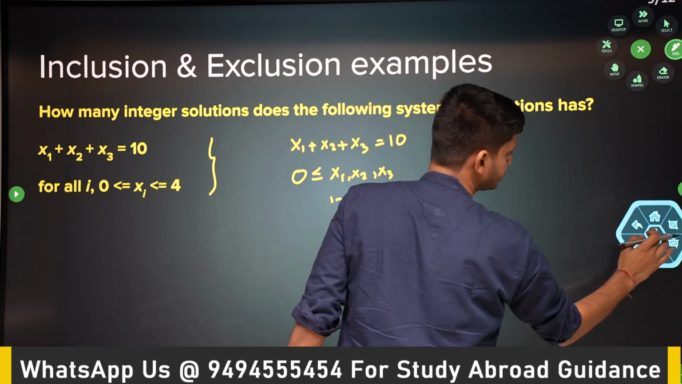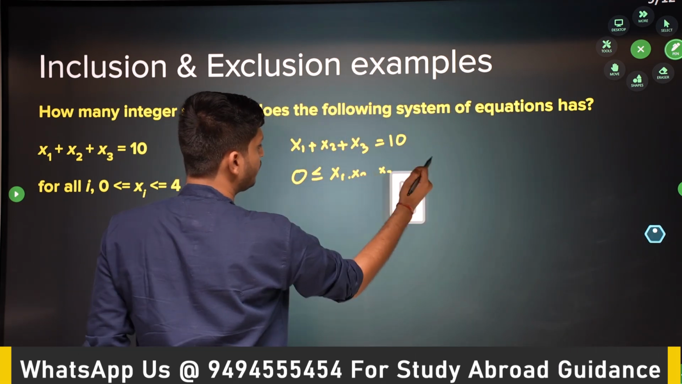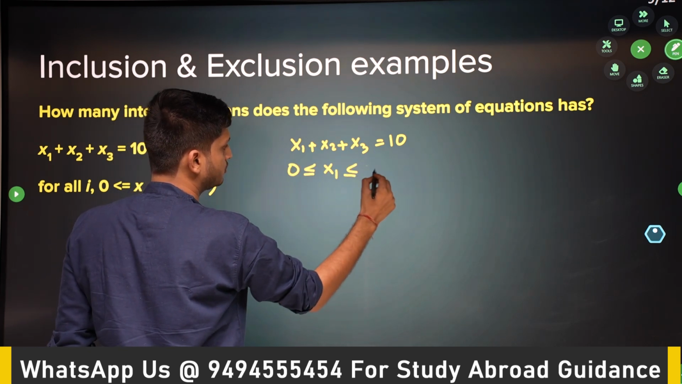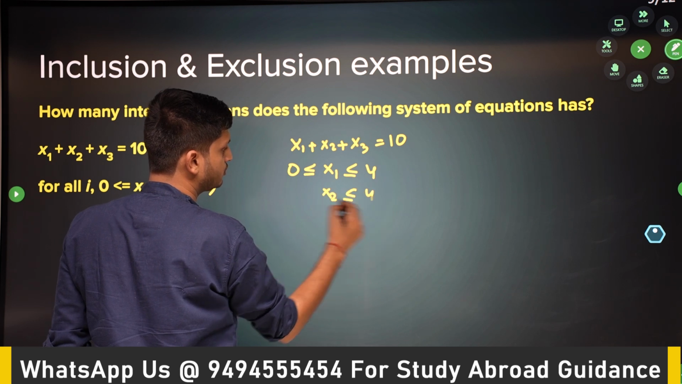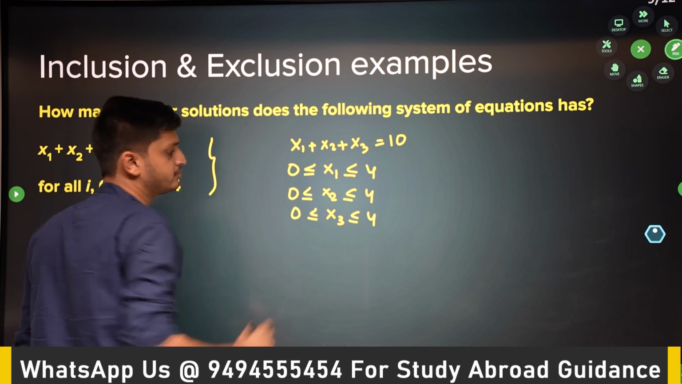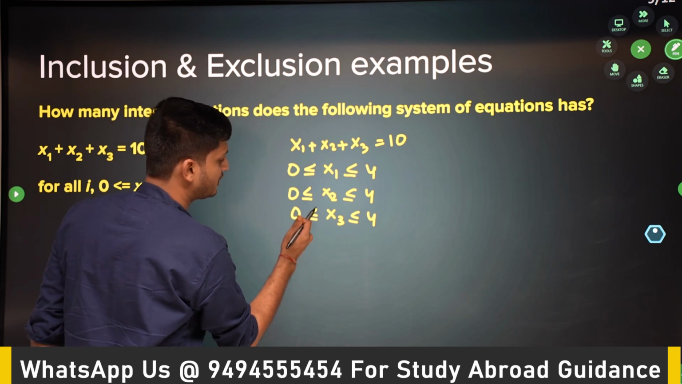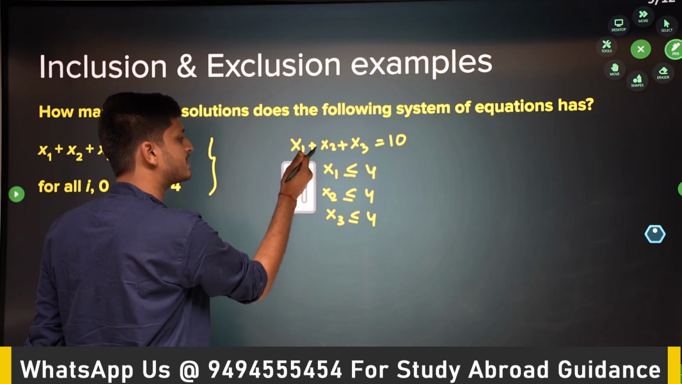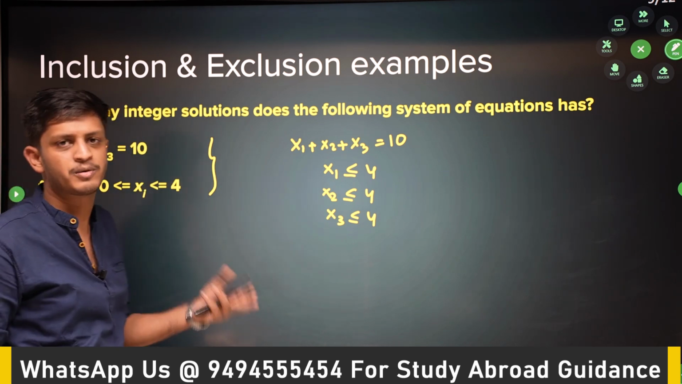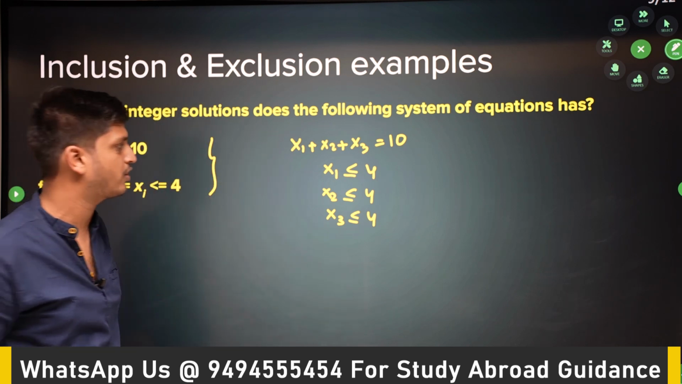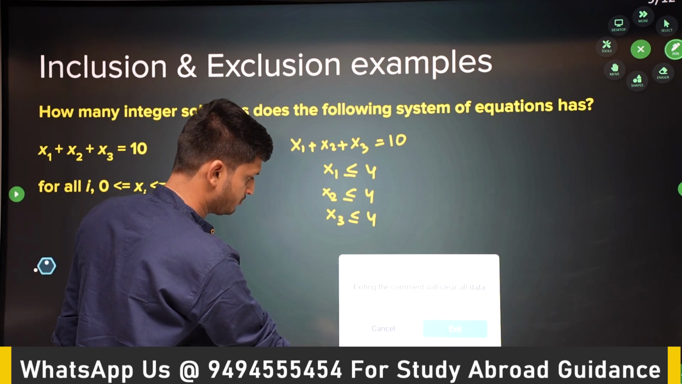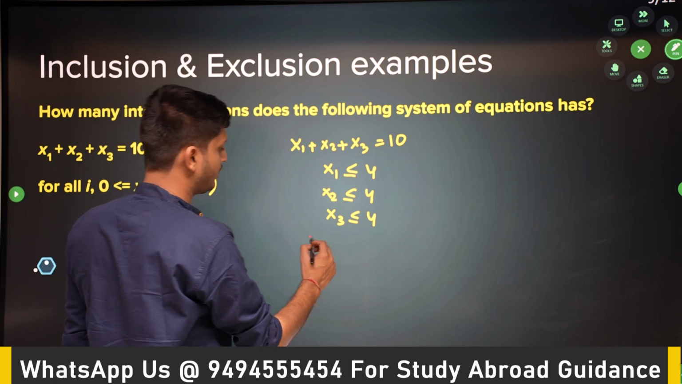But now we have a condition. So what is the condition? x1 should be between 0 and 4, x2 should be between 0 and 4, and x3 should be between 0 and 4. Okay. So let's forget the other side of the condition. We already know the solution, x1, x2, x3 have to be greater than or equal to 0. That's the formula we already know. So I'm forgetting about that for now. This is the condition that we are worried about.